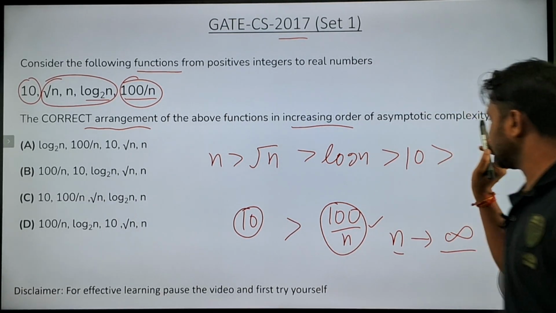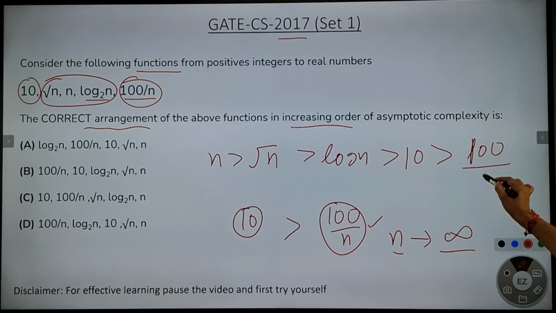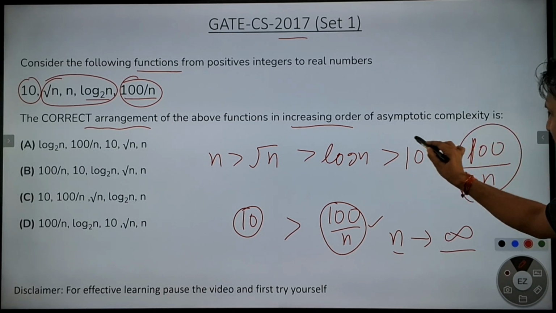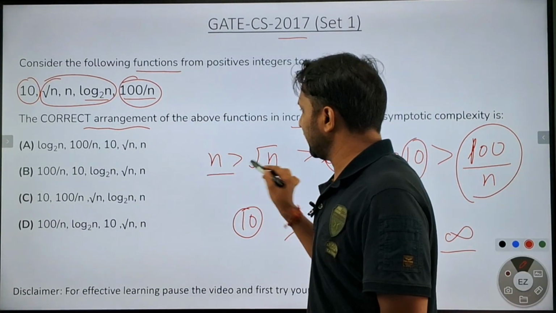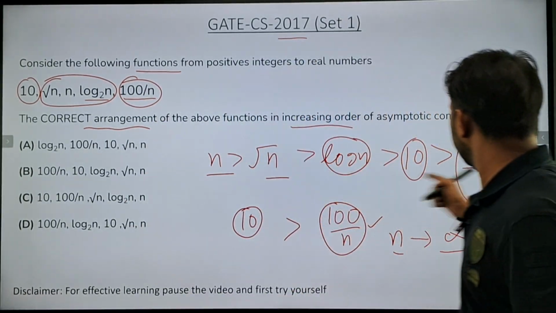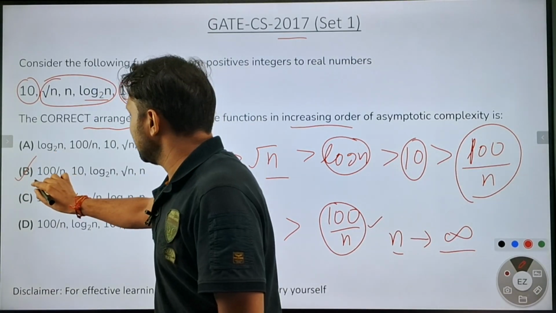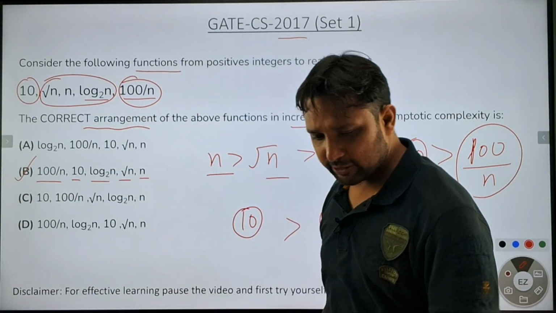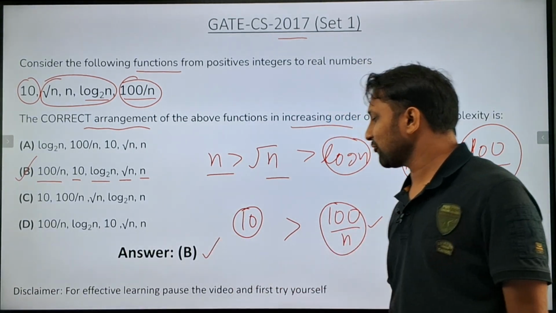So I can write the combination this way: 100 by n is the smallest one, then the constant 10, then log n, then root n, and then n. Let's see which is the right arrangement. If you match starting from this side, then B is the right answer: 100 by n, constant, log n, root n, n. Let me check whether B is the right answer or not. Yes, B is the right answer.